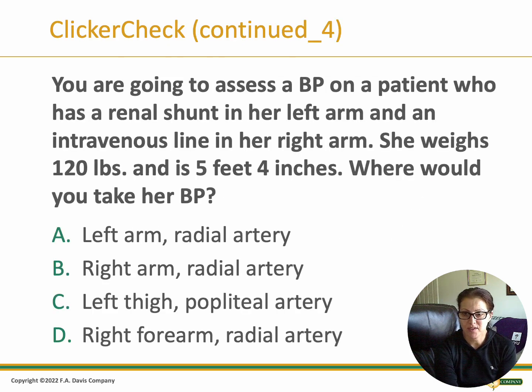Last questions. I have 2 more questions to go through. So you're assessing a blood pressure on a patient who has a renal shunt in their left arm, so they're getting dialysis, as well as an intravenous line in their right arm. They weigh about 120 pounds and they're about 5'4". Where would you want to take their blood pressure? So think about this case scenario and what would probably be your best bet for this patient in taking their blood pressure.